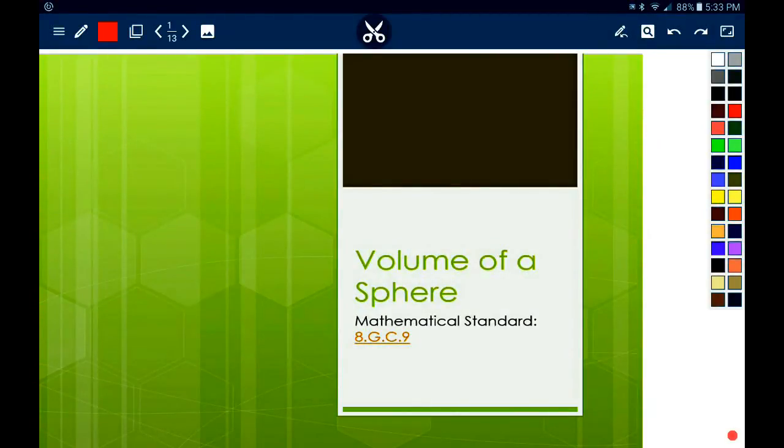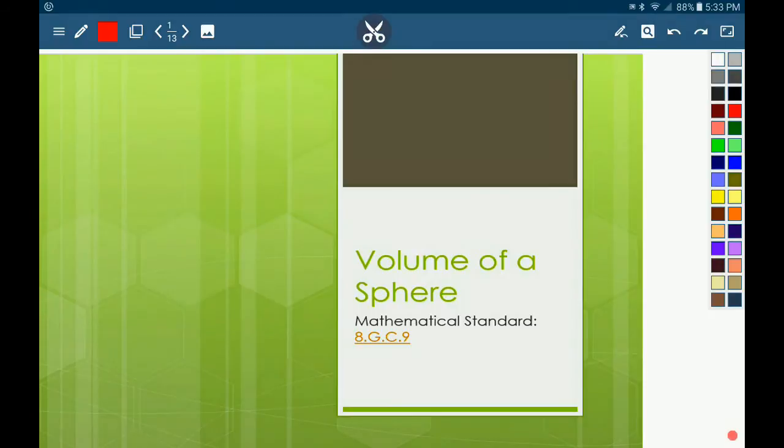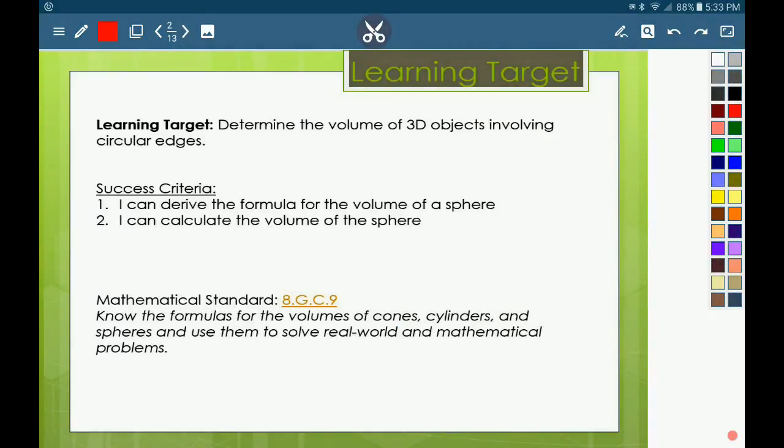And today we're going to be talking about the volume of a sphere, our last lesson in volume. So our learning target again is to determine the volume of 3D objects involving circular edges. As you guys have seen, every one of our 3D shapes has some circle involved, which makes these formulas slightly different than triangular or rectangular prisms. Specifically, we're seeing a lot to do with pi.